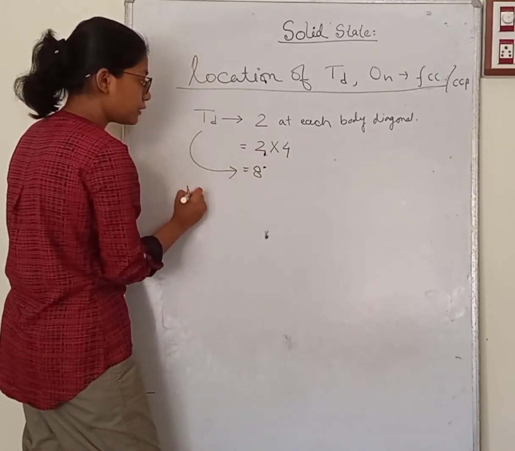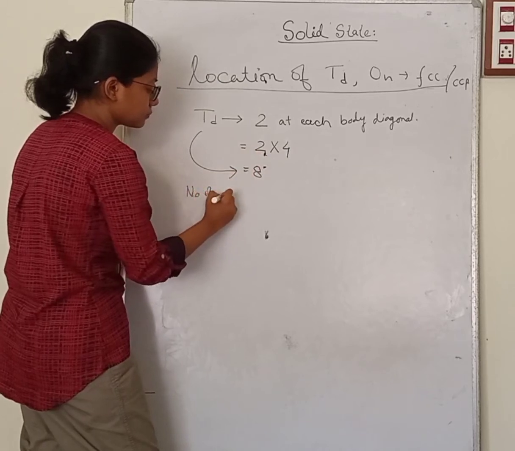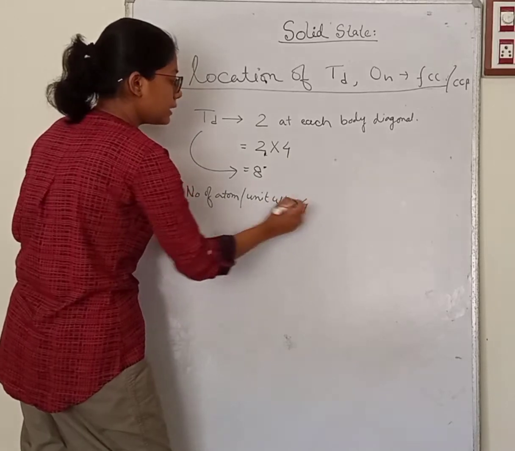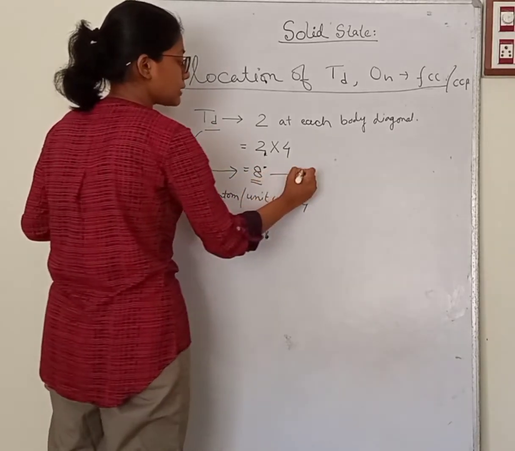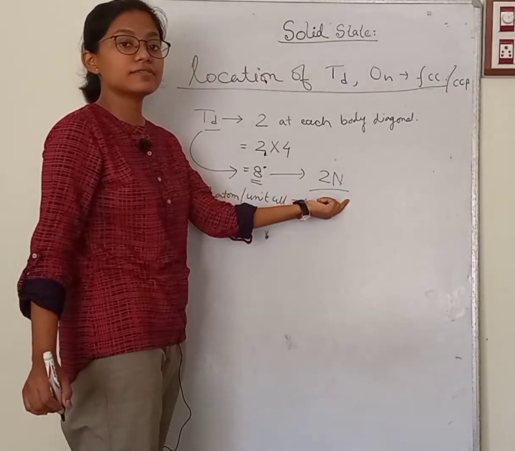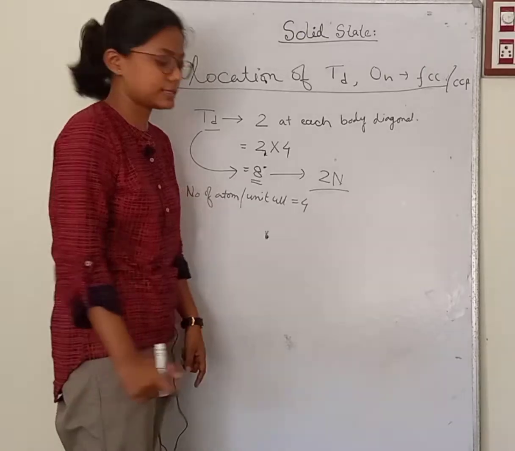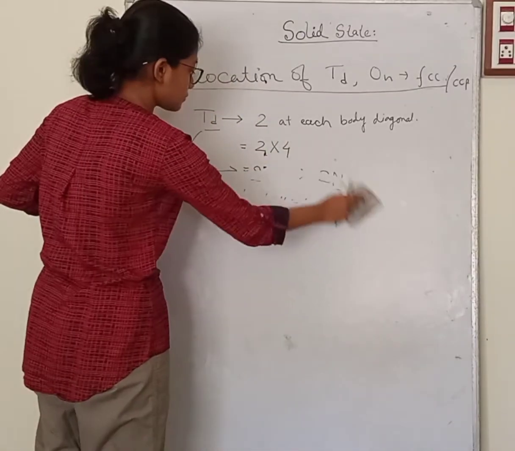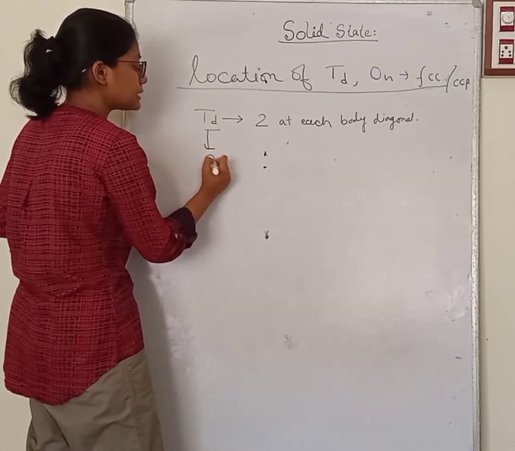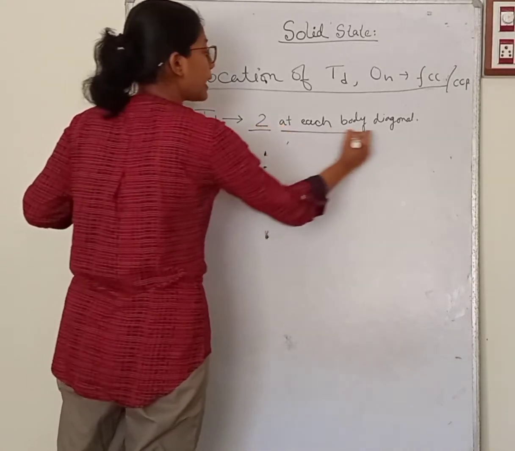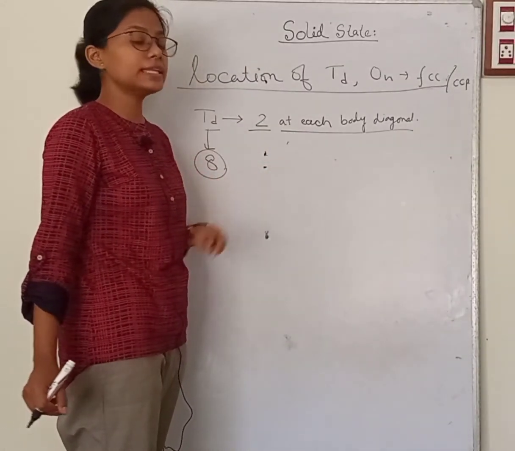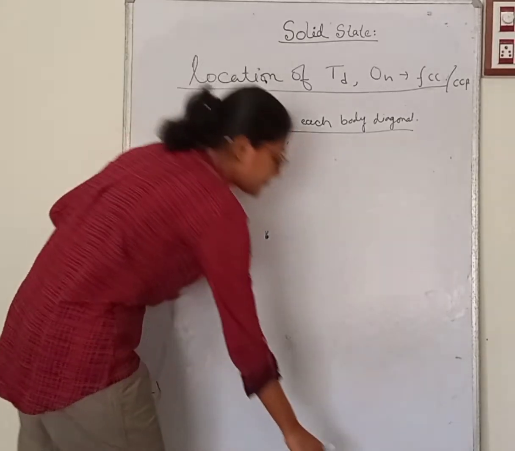So for FCC, the number of atoms per unit cell is 4 and tetrahedral voids are 8. So tetrahedral voids are present as twice n, or we can represent the number of tetrahedral voids as 2n. Now in FCC we have 8 tetrahedral voids and they are located 2 at each body diagonal. So we have 4 body diagonals, so we will have 8 tetrahedral voids.